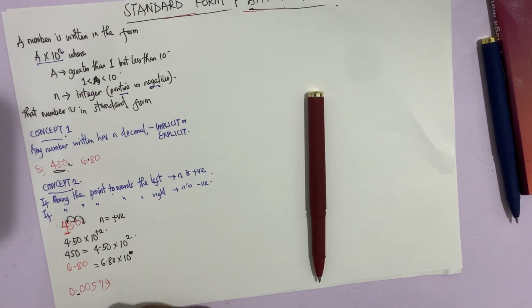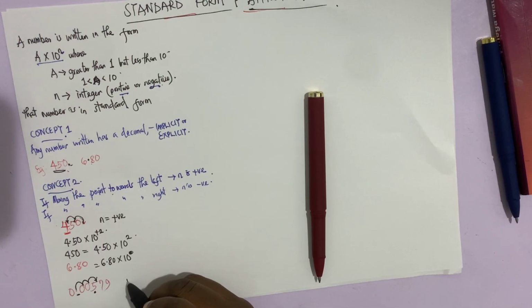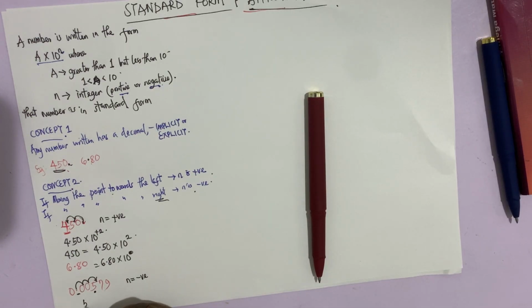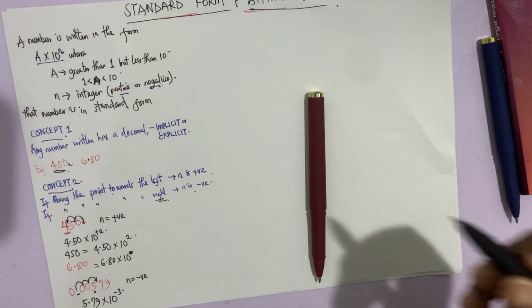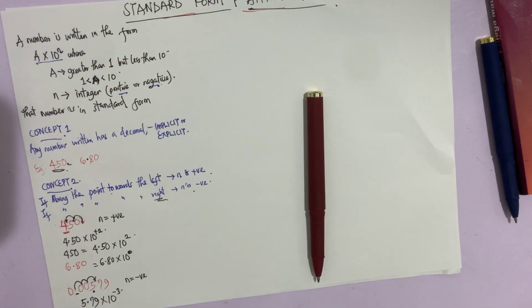You see that the decimal point in this case is here, and we want to move it to the front of the first non-zero digit. The first non-zero digit here is 5. So if we want to move it, we will be moving towards the right hand side. 1, 2, 3 times. So n is negative because we were moving towards the right. So this becomes 5.79 times 10 raised to power minus 3. If you understand this concept, you have mastered standard form as a topic.